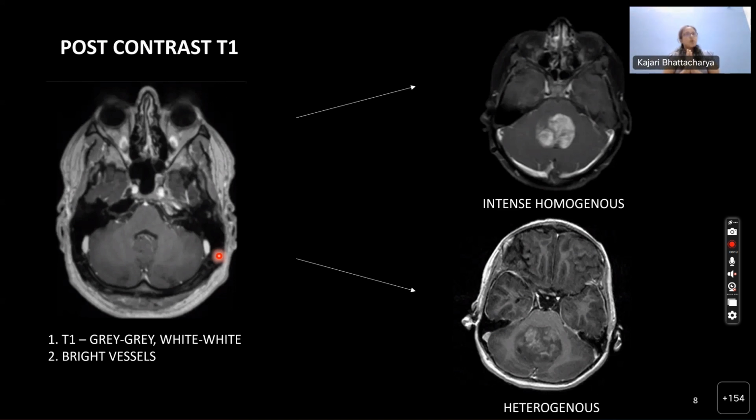So apart from this, there are other advanced sequences like SWI, perfusion and spectroscopy, which I'm not going into details of because it doesn't make sense in this particular class, but that also helps us to narrow down our differentials. But these basic sequences, if you remember, will help you, first of all, in locating the tumor and getting a basic idea of what kind of tumor you are looking at.